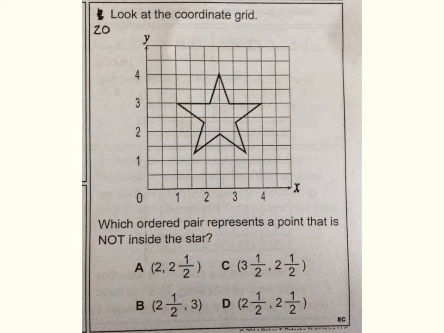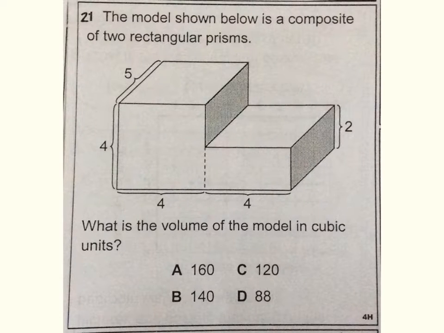Number 20. Look at the coordinate grid. Which ordered pair represents a point that is not inside the star? Not. Number 21. The model shown below is a composite of 2 regular prisms. What is the volume of the model in cubic units? Make sure and find the volume of both and then put them together.